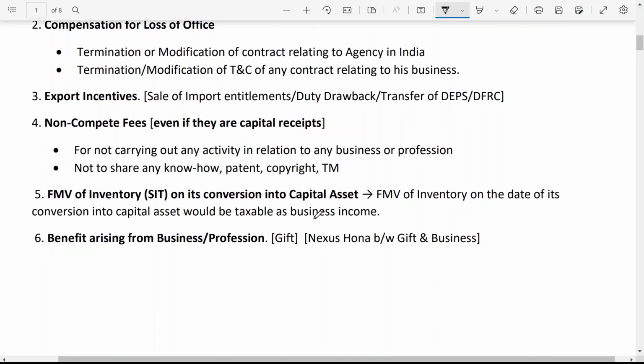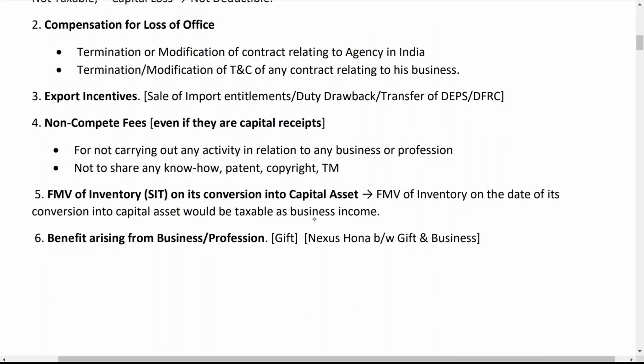Now third point, export incentive. Sale of import entitlement, duty drawback, transfer of duty entitlement passbook scheme, NDFRC. These points are very detailed. If you are doing some export, then the government will provide you different kinds of export incentives, and those incentives are taxable under the head income PGBP. Now, if export is done by Mr. X, in that case, what incentive will be given?